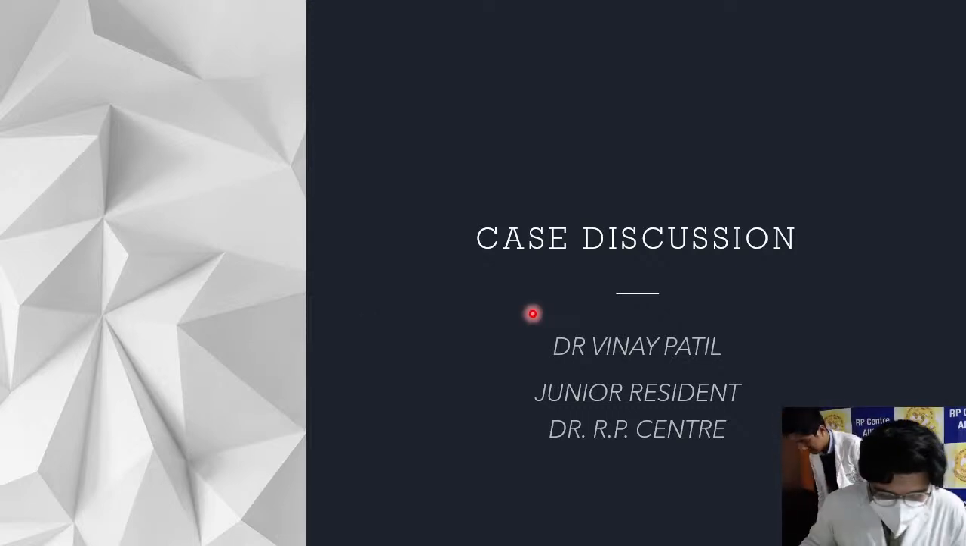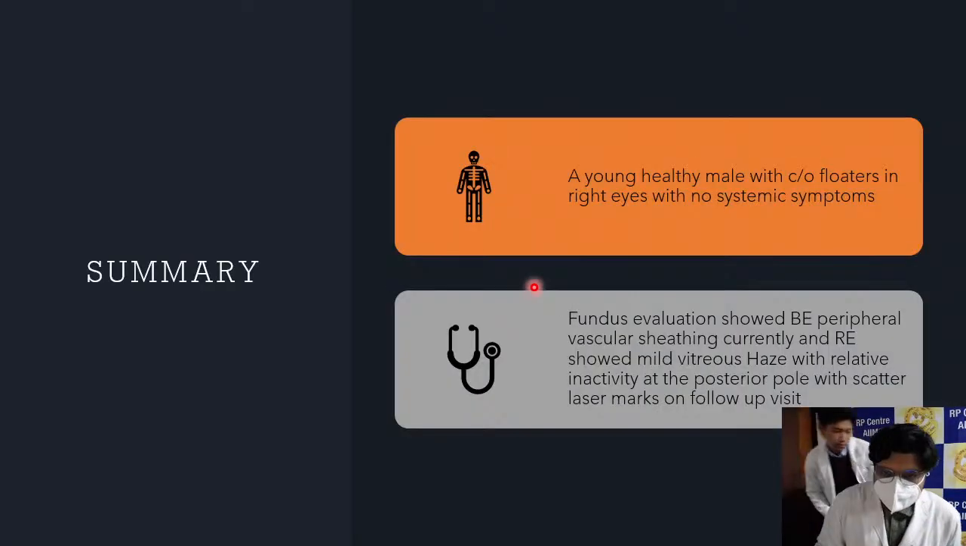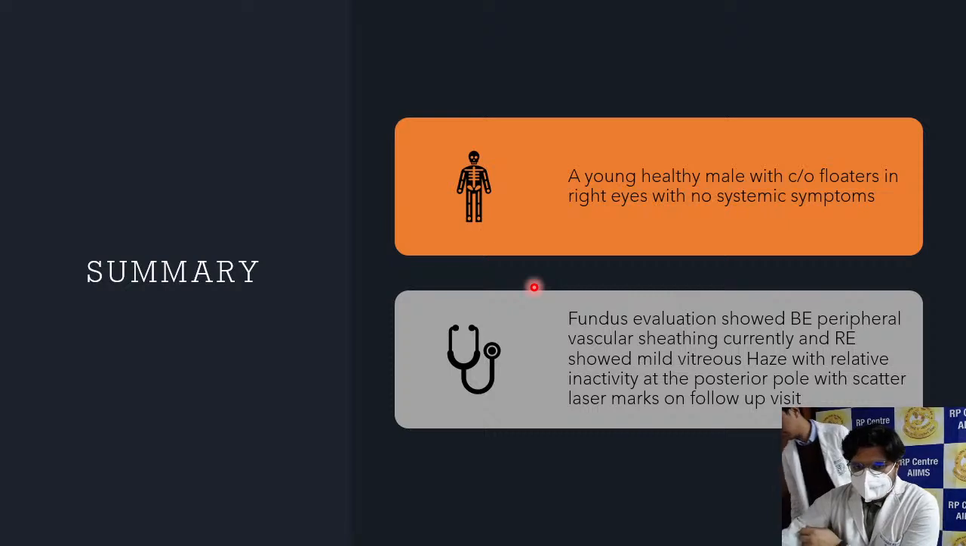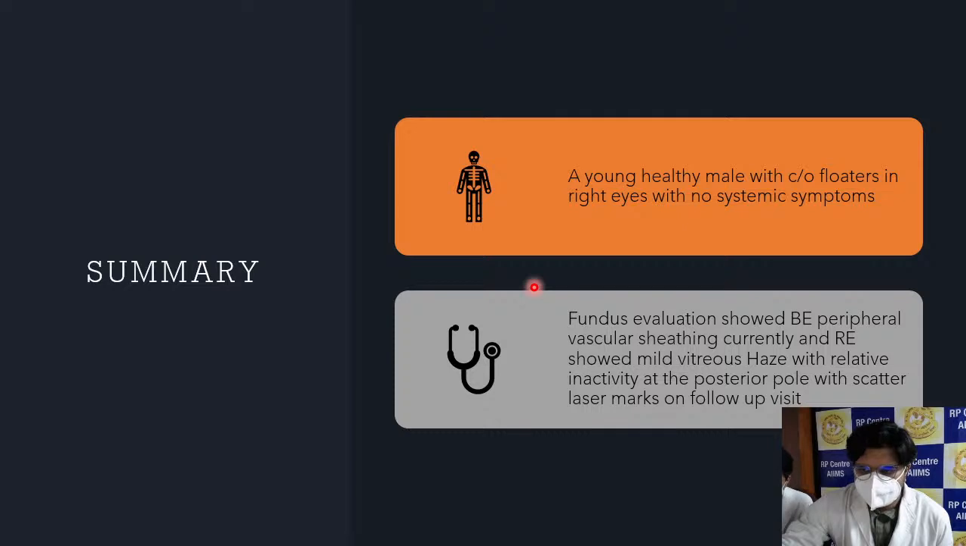Good evening, everyone. Continuing with the case discussion, it's a brief summary. We had a young healthy male of 20 years of age with complaint of floaters in the right eye with no systemic symptoms. The fundus evaluation showed both eyes had peripheral perivascular sheathing, which was patchy in nature, and the right eye showed mild vitreous hemorrhage with relative inactivity at the posterior pole with scatter laser marks on the follow-up visit.